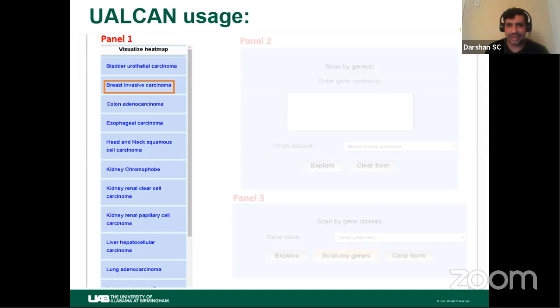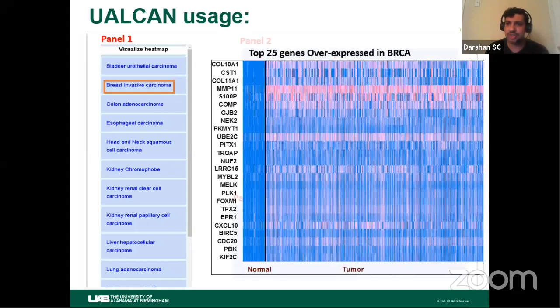So when a user clicks on that particular link, they are directed towards a page which shows a heat map. In this example I'm showing 25, but together it allows the user to see about 250 overexpressed and 250 underexpressed genes in a particular cancer.